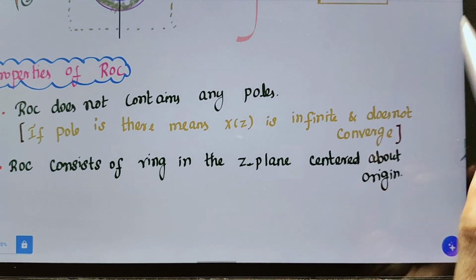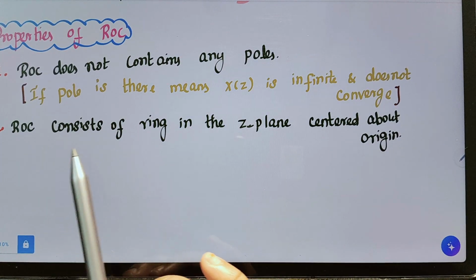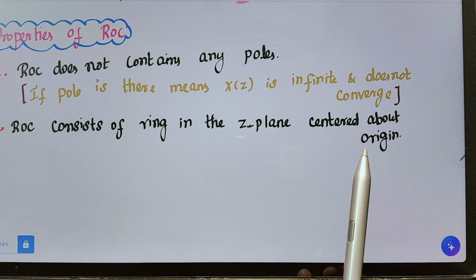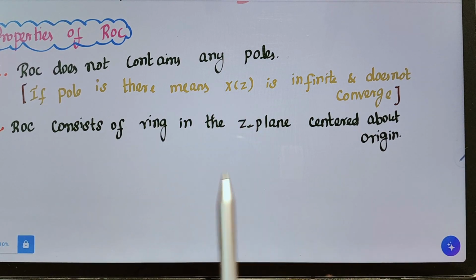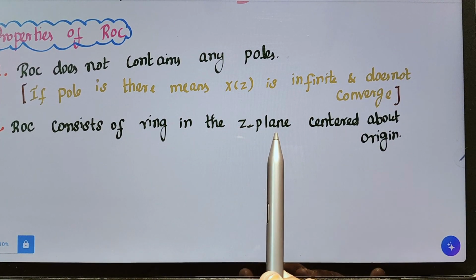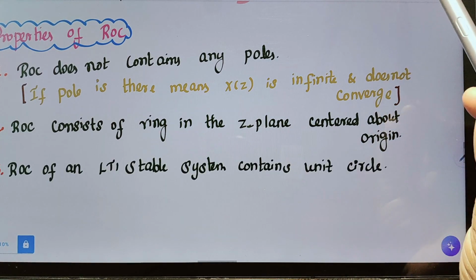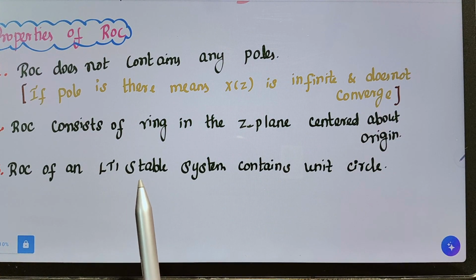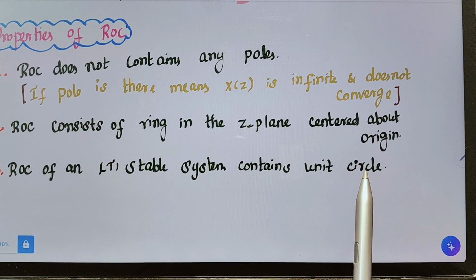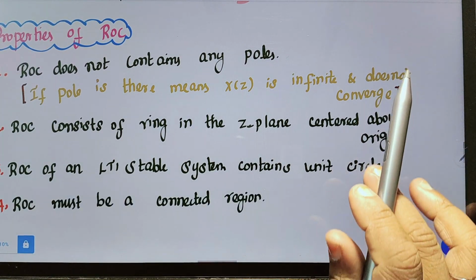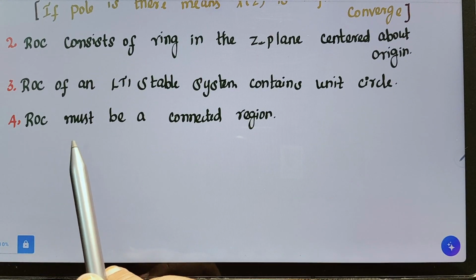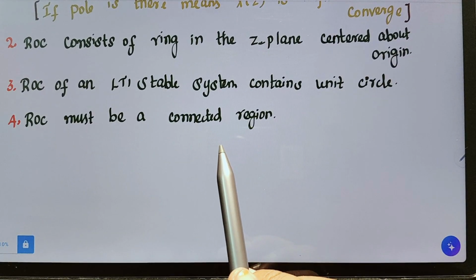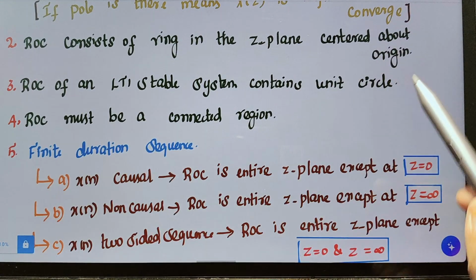Keep it in mind. Next point: ROC consists of a ring in the Z plane centered about the origin. Already we know it is a ring, a round ring, a circle in the Z plane centered about the origin. Next, the ROC of a stable LTI (linear time invariant) system contains the unit circle. Next, the ROC must be a connected region, because the circle is a connected one.